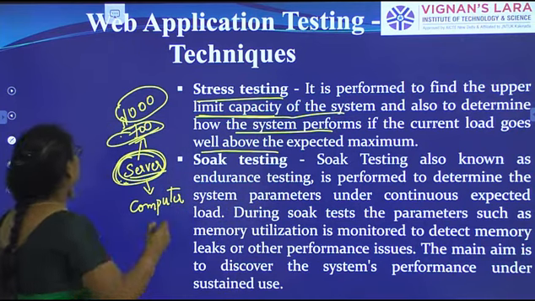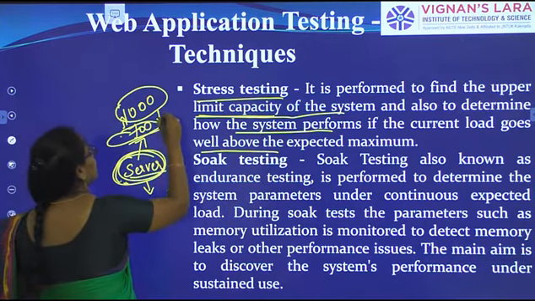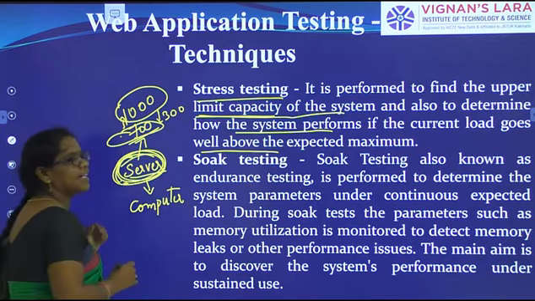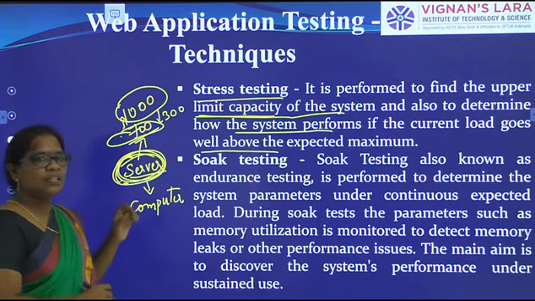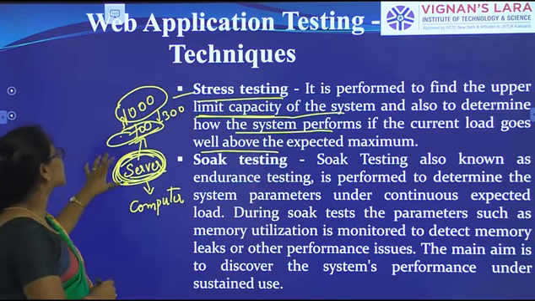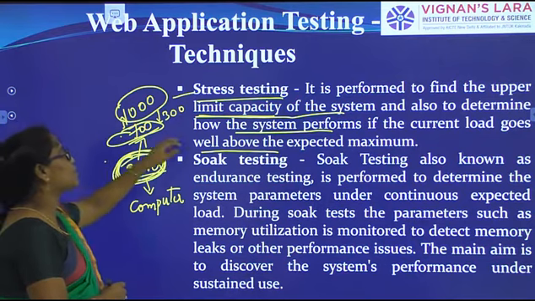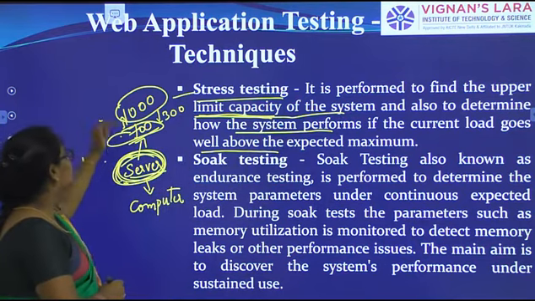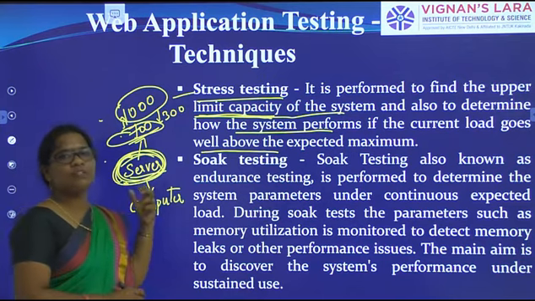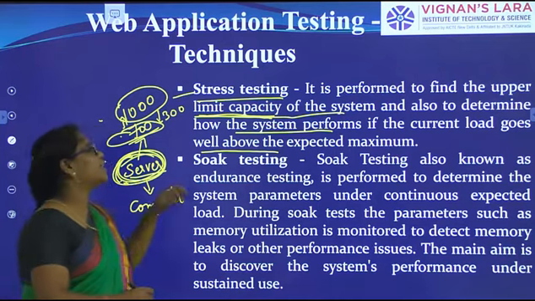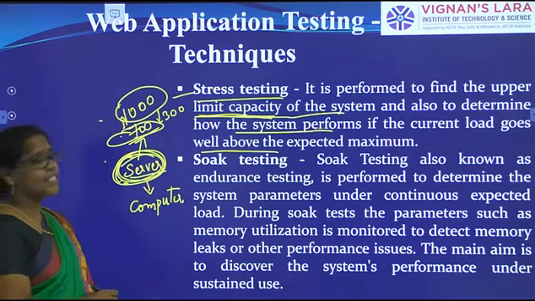So there is a difference of 300, that means 300 people's stress is getting on the server at a time. This is stress testing. If the server is taking more than its limit, we find the upper limit capacity, and how the system is working and how it is taking the load. That is stress testing.